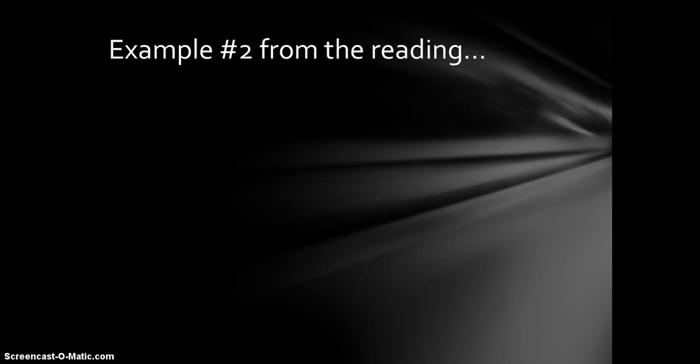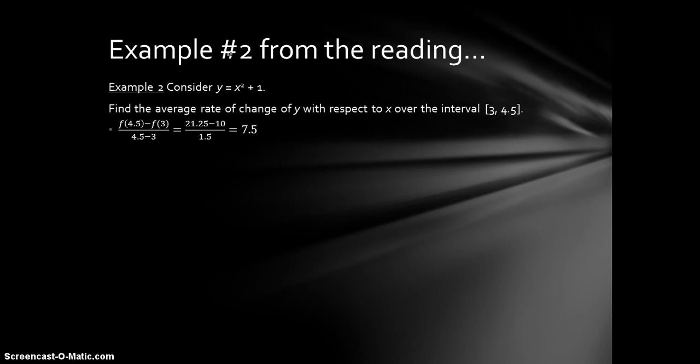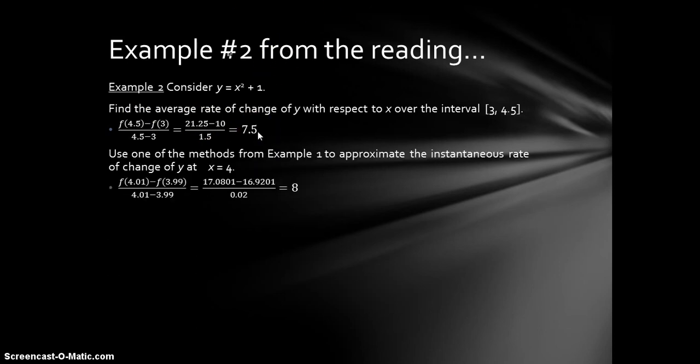So, a couple of examples from the reading. Example number 2. Consider the function y equals x squared plus 1. The first part asks us to find the average rate of change of y with respect to x over the interval 3 to 4.5. Just like we would with slope, we plug in our x value, 4.5, and our other x value of x equals 3 into our function, and we find our function values. Change in the function over change in x, just like we do with slope. When we work that out, we get an average rate of change of 7.5 over that interval.